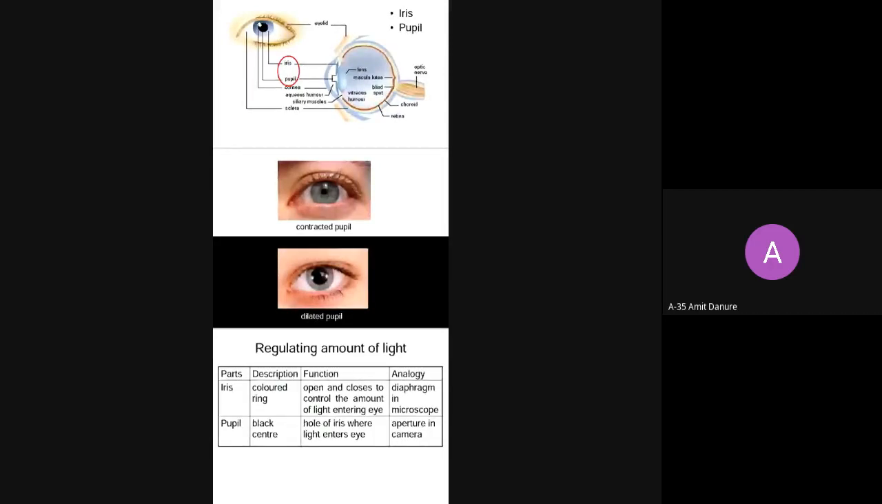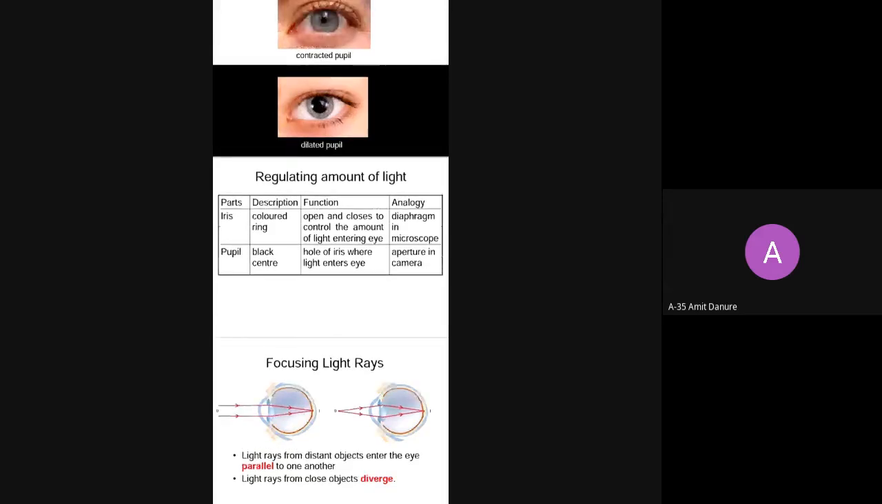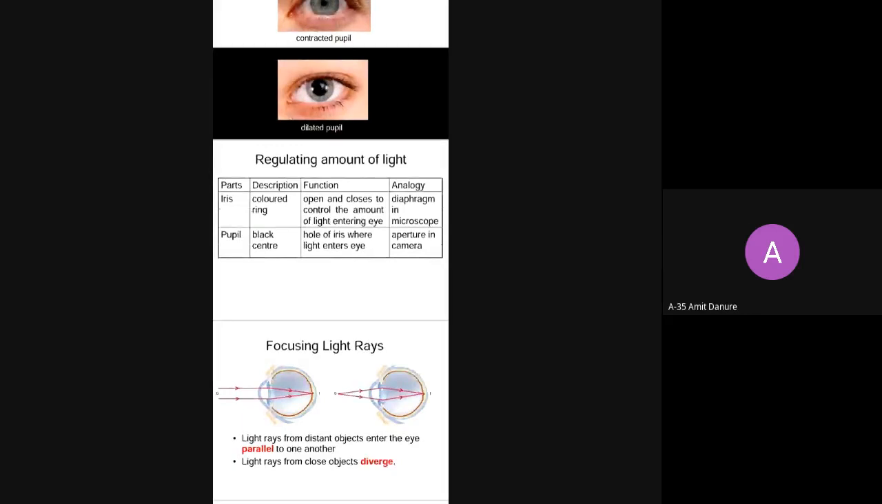Okay, so what are the functions of these two parts? One is the iris and another is the pupil. How can we describe our iris? The iris means a colored ring, and the pupil means the small black dot in our colored ring, or some people have a large black dot, that is called the pupil. Then what is the function of the iris, and what is the function of the pupil? The iris can open and close to control the amount of light entering our eyes. Whatever light enters our human eye is controlled by our iris.